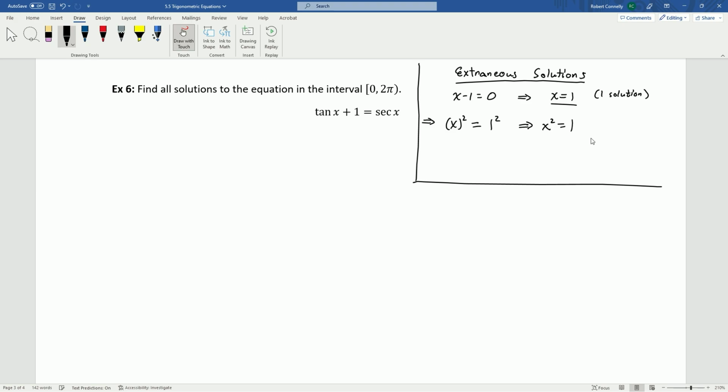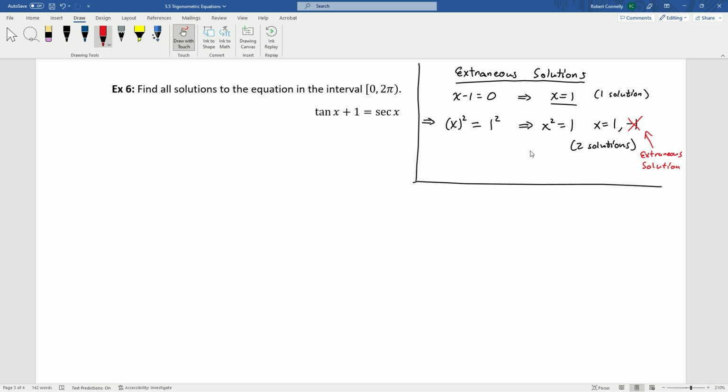But if x squared is equal to 1, there's actually two values of x that solve this equation. So x could be 1 or negative 1. So that's two solutions. So the point being that in the process of squaring this, we actually introduce an extra solution that isn't part of the original equation. So this is called an extraneous solution, because although it does solve the new equation, it's not part of the original equation that we squared to get here.